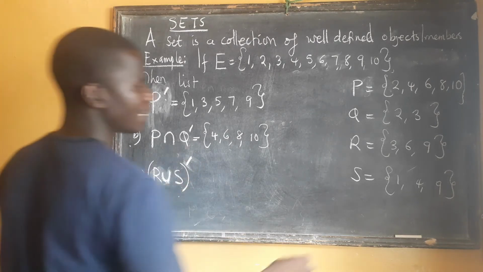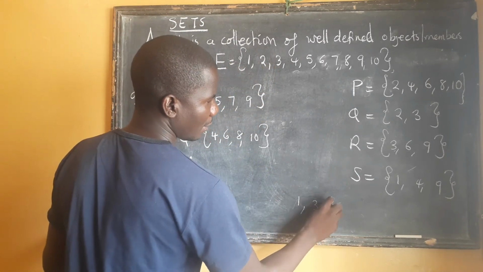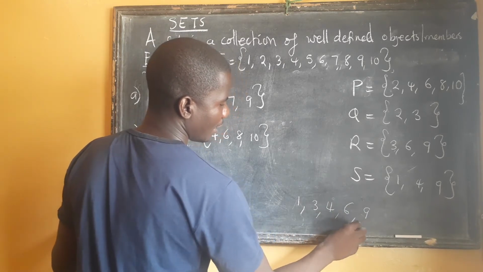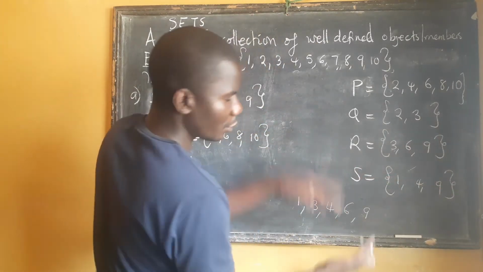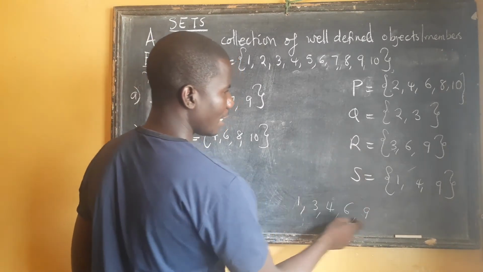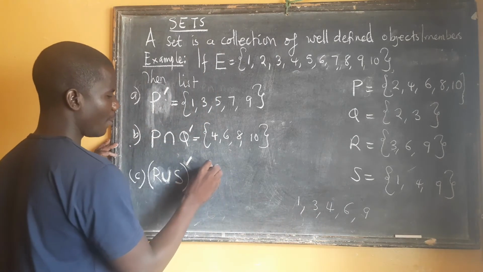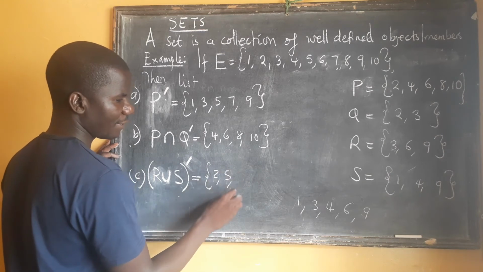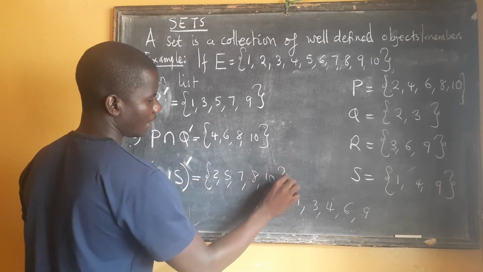So if you look at the elements that are in R and S, we have 1, 3, 4, 6, and 9. These are the elements that are in R and S. Union is when you put them together. So when we put together what is in R and S, these are the elements that we have. Now, we don't want these ones. So what are we going to have? We're going to have 2, 5, 7, 8, 10.